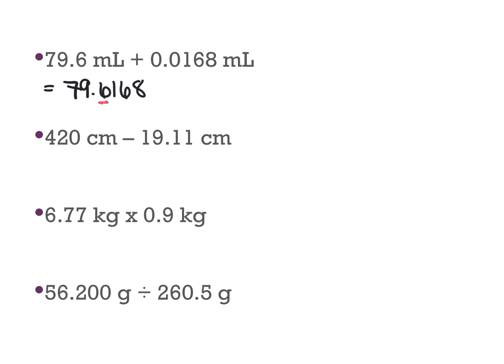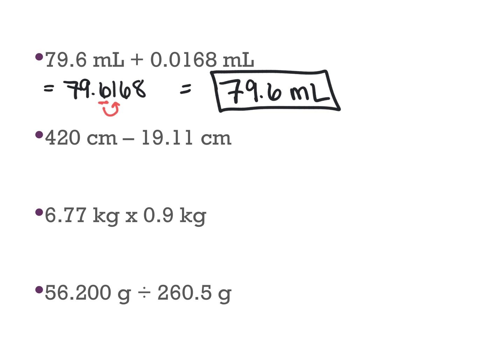So that first decimal is that 6, so 0.6. And then if you round up or down, you look at the next number. So do you round it up or down? Down. So this becomes 79.6. This time I gave you units, so we'll keep our units: 79.6 milliliters.